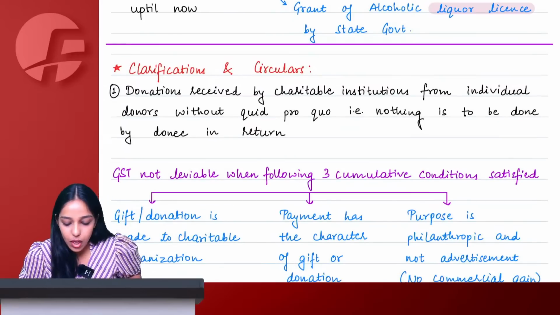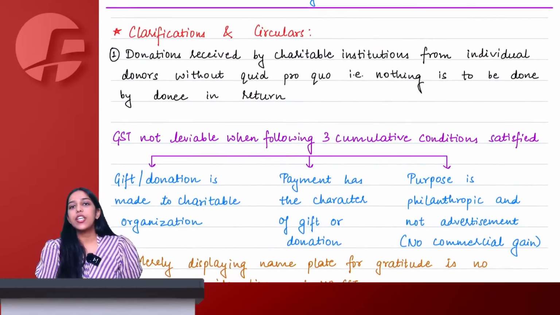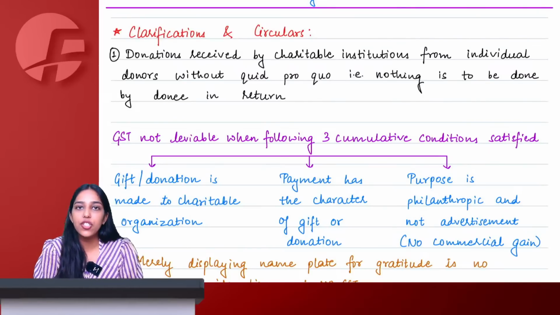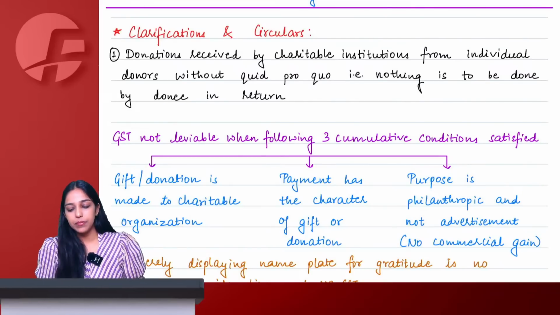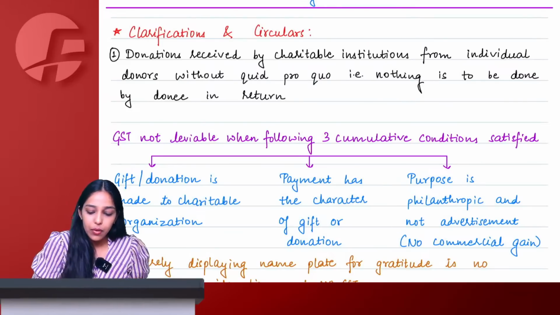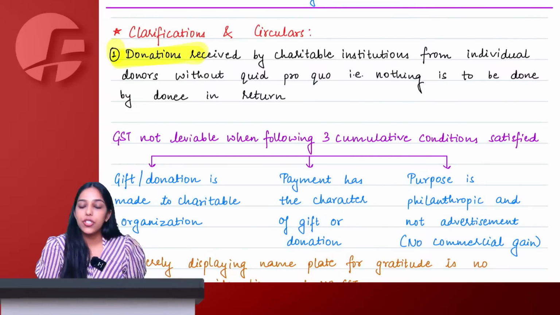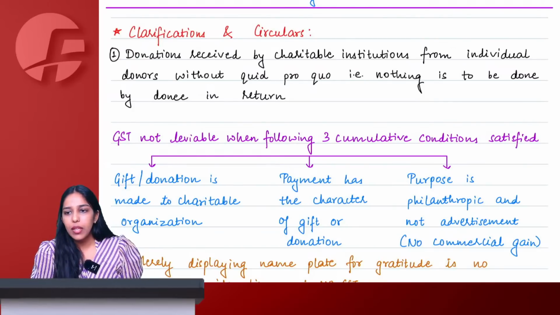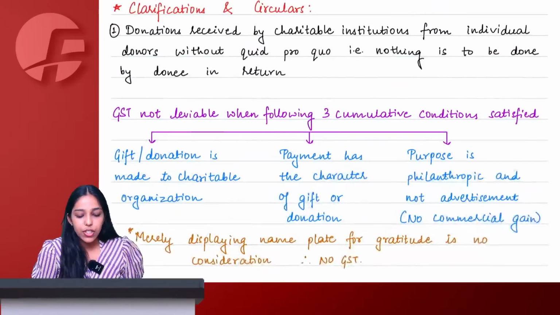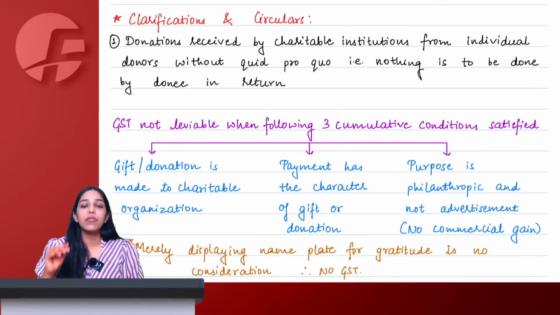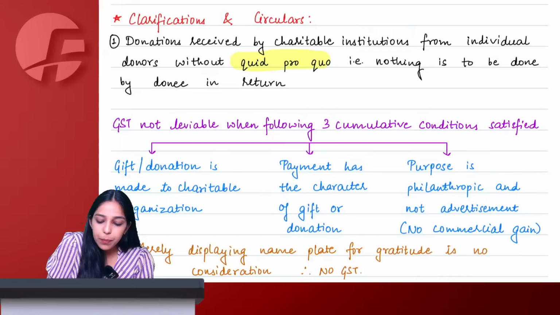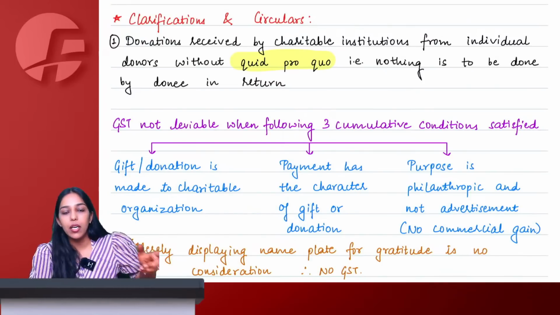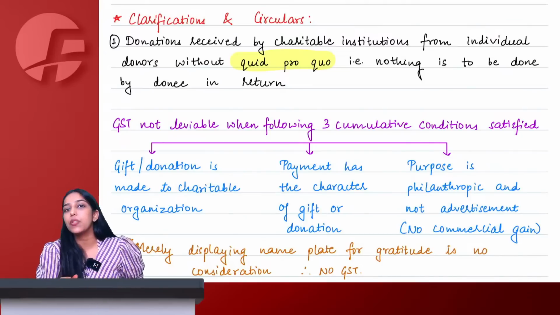Now let us start with the clarifications, notifications and circulars which are related to Section 7 supply under GST. Now, the first clarification talks about donation. So if an individual is giving donation to any charitable institution without quid pro quo, what is quid pro quo? Quid pro quo means something in return. So if something has to be done in return of something, that is quid pro quo.